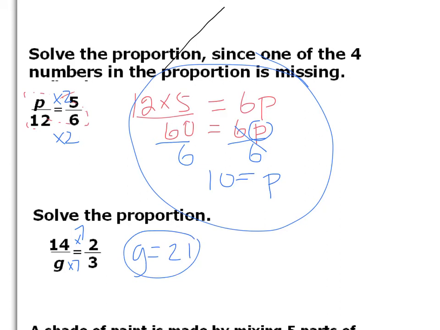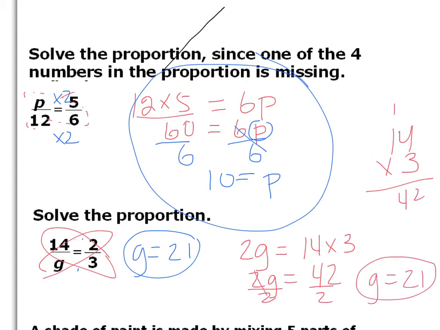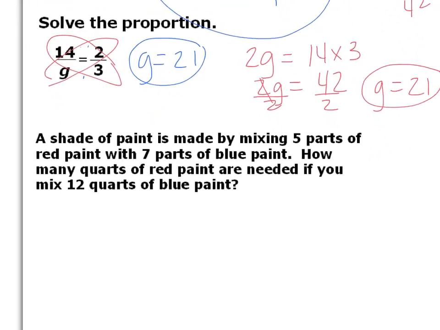Okay, you could have also done cross products, and you can pick whichever one works best for you. Like I said, cross products always works. The multiplying or dividing, sometimes it's not always a whole number. So 2 times G equals 14 times 3. Okay, so 14 times 3 is 42, so 2G equals 42. Undo your multiplication with division, and G equals 21. Okay, pretty easy stuff today.